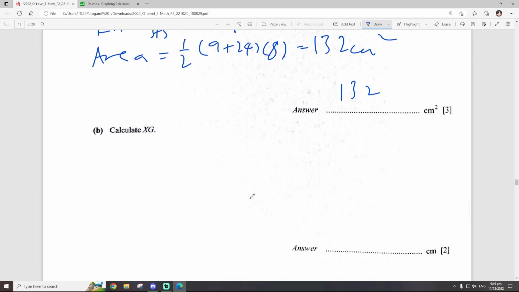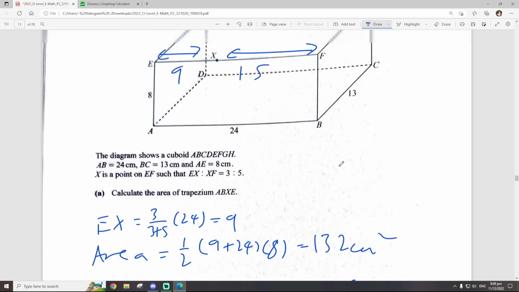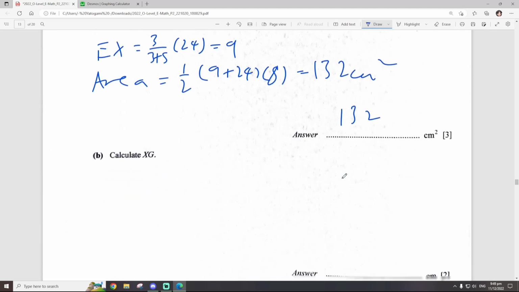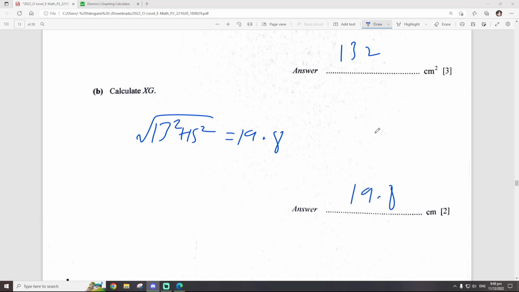Calculate XG. Okay, XG, you need to use Pythagoras, so square root of 15 square plus 13 square. Is it? Yeah. So it's just square root of 13 square plus 15 square, which is 19.8. Okay, so far so good.